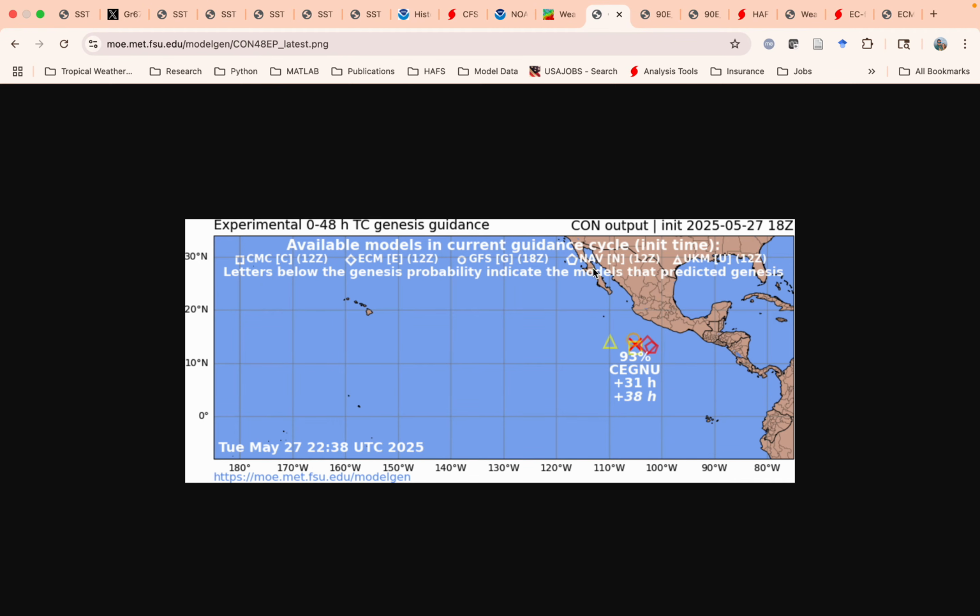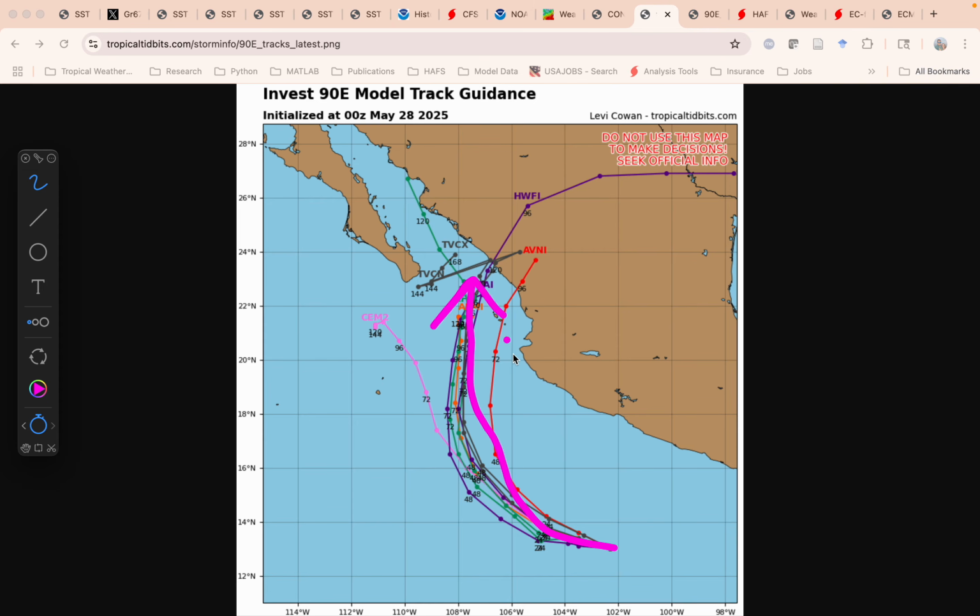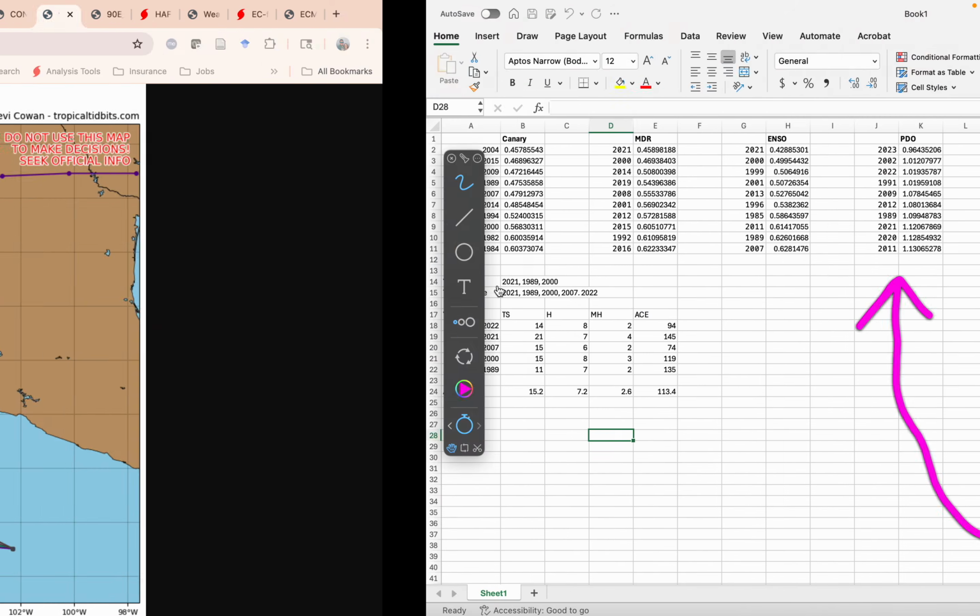So if we look at the Genesis model from FSU, you can see that pretty much all of our global models are showing development. So this has got a near 100% chance of developing. In terms of track, it's going to move off to the northwest here and then turn. It may turn up toward Mexico, but compared to late season storms, hopefully this will be less of a threat.